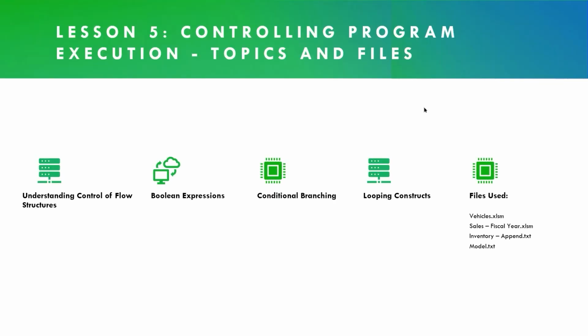So lesson 5 is about controlling program executions. We're going to start by learning about control of flow structures, as well as Boolean expressions. You'll learn about conditional branching and looping constructs in this lesson as well.